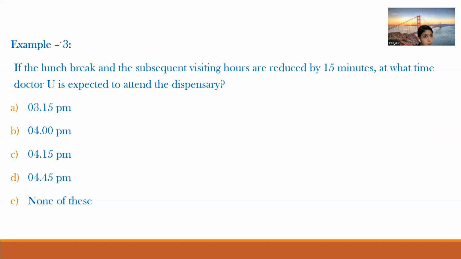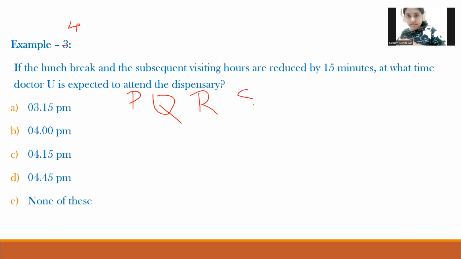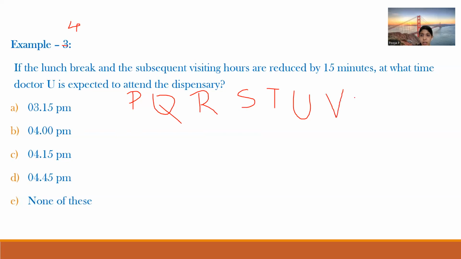Okay, this is supposed to be example 4. If the lunch break and subsequent visiting hours are reduced by 15 minutes, at what time Dr. U is expected to attend the dispensary? Okay. So till now, what did you have? You had P, Q, R, S, T, U, V, and W. No, that's not the answer. I'll tell you how. You can see it here.